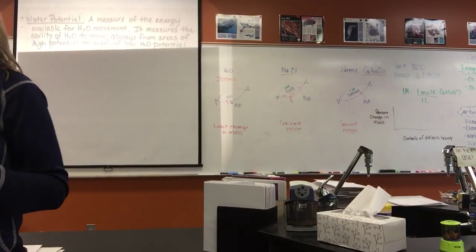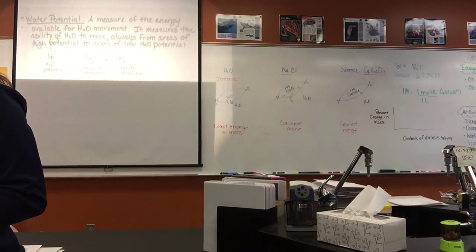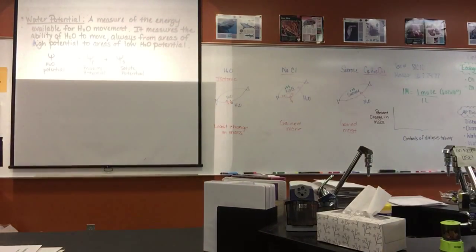So we have an equation to figure out water potential. For water potential, we use this Greek symbol psi. Water potential equals, and there are two parts to it, psi with a subscript p, that's the pressure potential, and psi with a subscript s, and that's the solute potential.